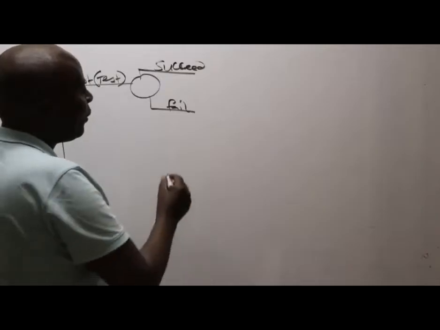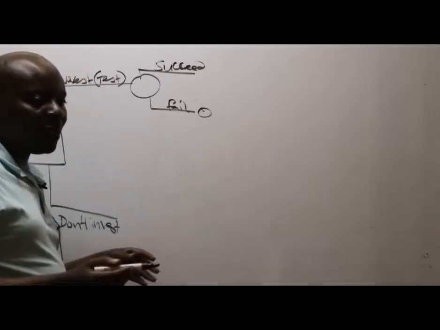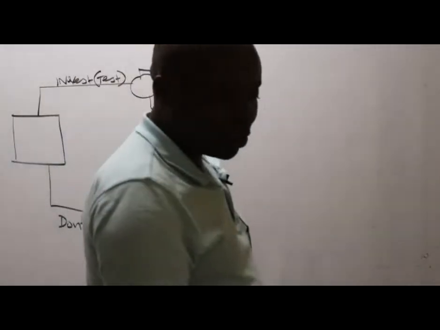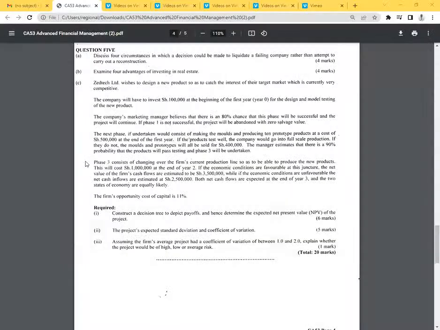And if we fail, what have they told us? That we shall be able to sell without realizing anything much. We're not going to realize anything whatsoever. They've told us that the company's marketing manager believes that there is an 80% chance that this phase will be successful and the project will continue. If phase one is not successful, then the project will be scrapped or abandoned with zero salvage value. So we have got 80% and 20%.